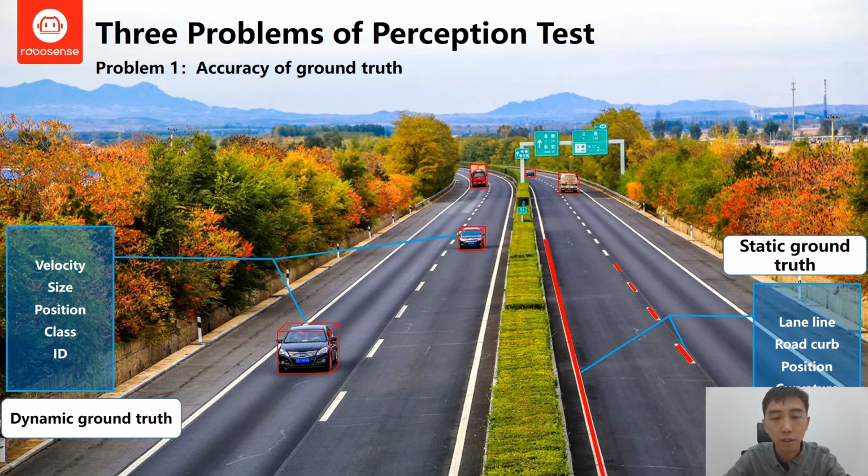The ground truth is actually composed of many different items. We may have some dynamic ground truth data, say the velocity of targets, the size, the position, class, ID, and so on. And also there are some static ground truth data, for example, about the lane line, the road edge, the road curve, the position of them, the curvature of them, and so on. So how can we guarantee the accuracy of all this information? This is the first problem we meet.